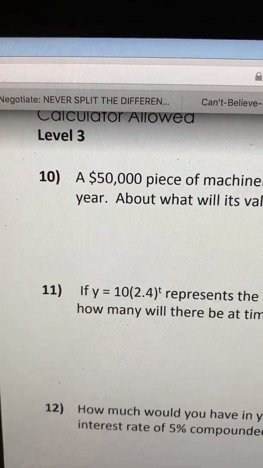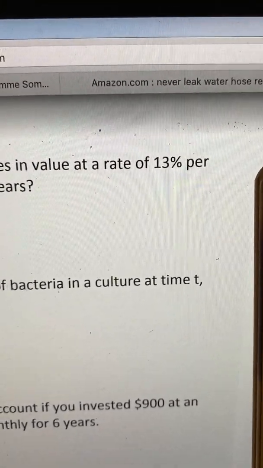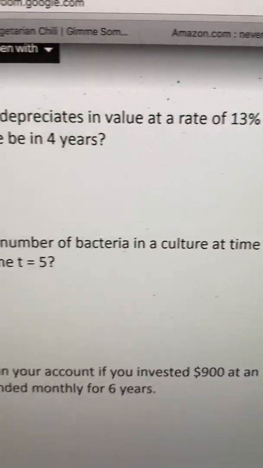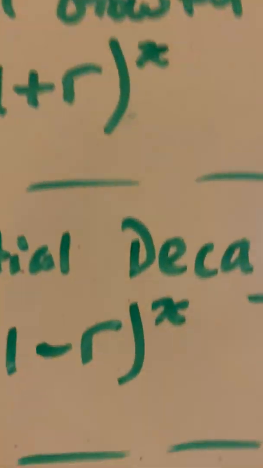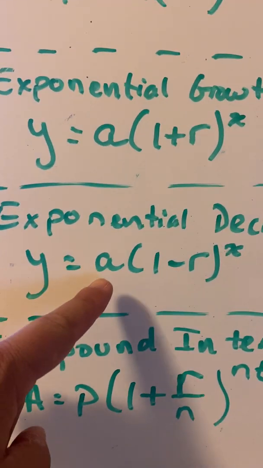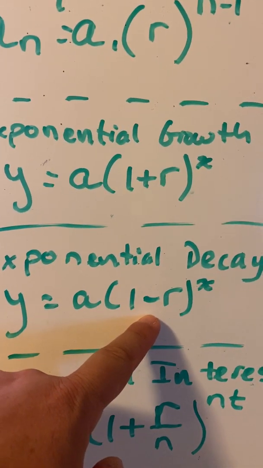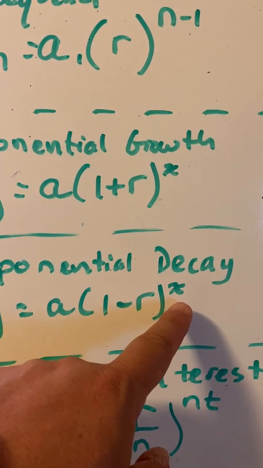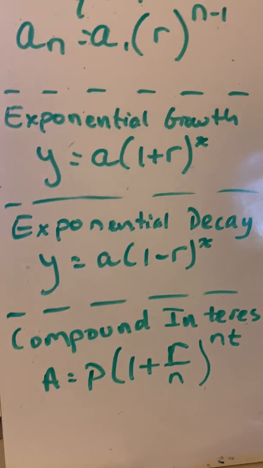Okay, so if you look at number 10, it's a $50,000 piece of machinery. That's the initial amount. That's A. It depreciates at a rate of 13%. 13%, you have to convert it to a decimal, 0.13, for 4 years. So it's decay, it's depreciating. Initial amount is $50,000, 1 minus the rate, which was 0.13, all to the number of years that it's going to go, which is 4. Okay, so that's how that one works.